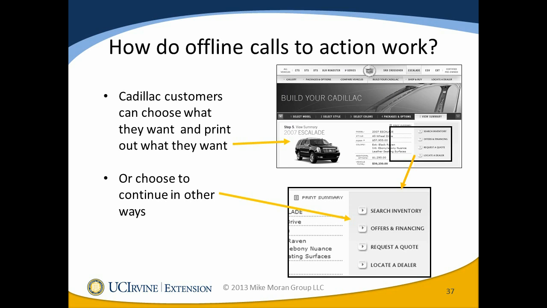So think about how you're going to do this. If you look at how customers do this with car companies, they can choose exactly what car they want, configure it, and then they have a set of different conversions, right, where they could continue in other ways. They could print it out and go to the dealer, or they could search online inventory, they could look for quotes, they could locate a dealer. All of those things are kinds of conversions, and you need to get people to do that, and you need to be able to count that they did.